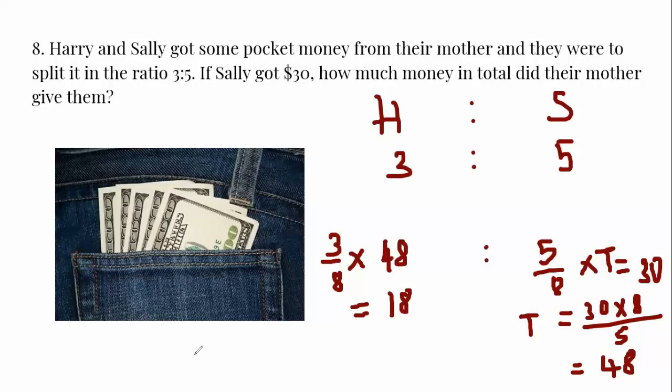Now if we need to find the amount of money that Harry got, by multiplying the portion of the amount by the total amount, we get $18. So the amount Harry has got is $18. So according to the question, the total money their mother gave them is $48.